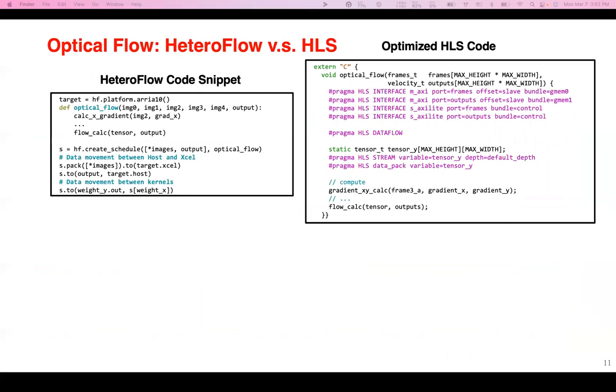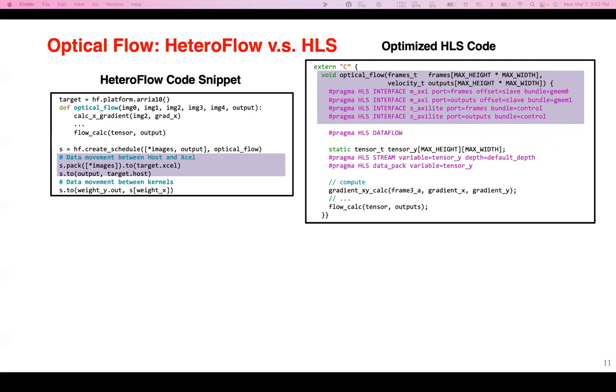Here is a code example. On the left-hand side, we have the optical flow example to define the algorithms. And then we use the .to() to move the packed data from the host to the accelerator, and finally the output result from the accelerator back to the host. This will be used to generate the optimized HLS code on the right-hand side in the purple block.